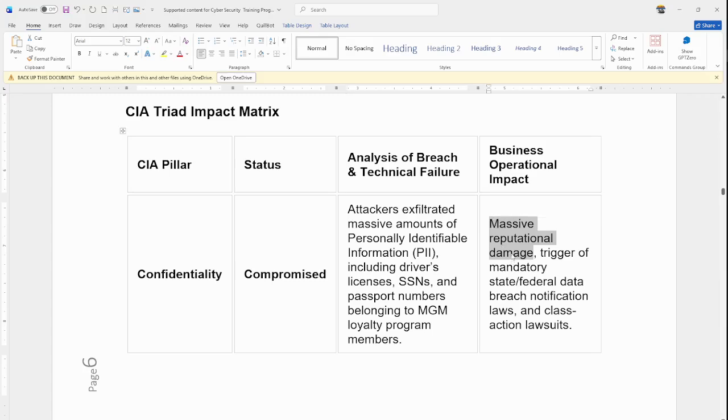Massive reputation damage, trigger of mandatory state and federal breach notification, class action lawsuits. Okay. So they will need to pay a lot of fines there. In India, we don't put heavy fines. In foreign countries, they will put a lot of fines if they had a data breach.